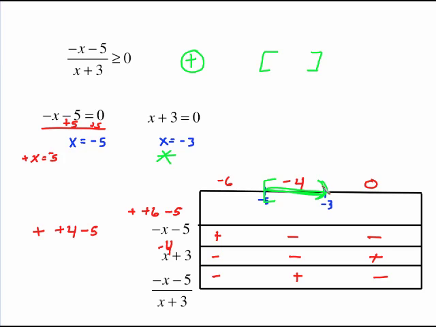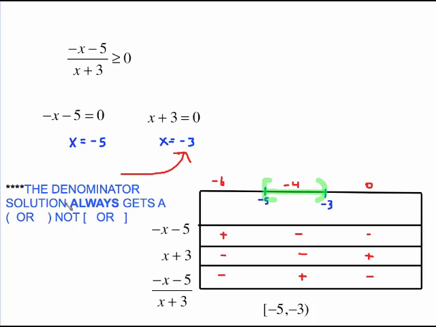Because if we use the square bracket, that would imply negative 3 itself is a solution. And if you put negative 3 in right here, negative 3 plus 3 is 0. You would have a 0 in the denominator, which is undefined. That's why that has to be a curve. So we said this in the last video. The denominator solution always gets the curved parenthesis, not the square brackets, which is what we have here. And here's your interval notation. From negative 5 to negative 3 using these symbols that you have on the graph, square bracket there, curved parenthesis there.